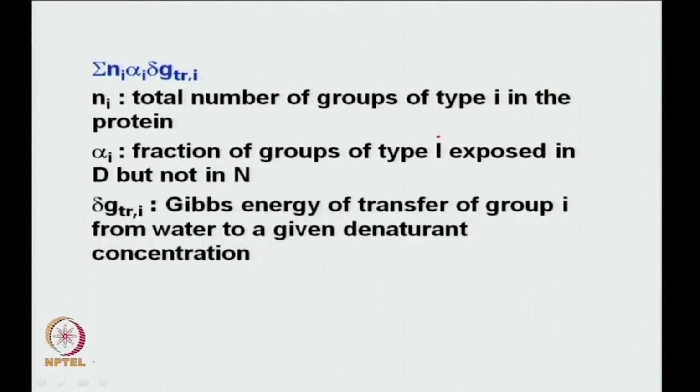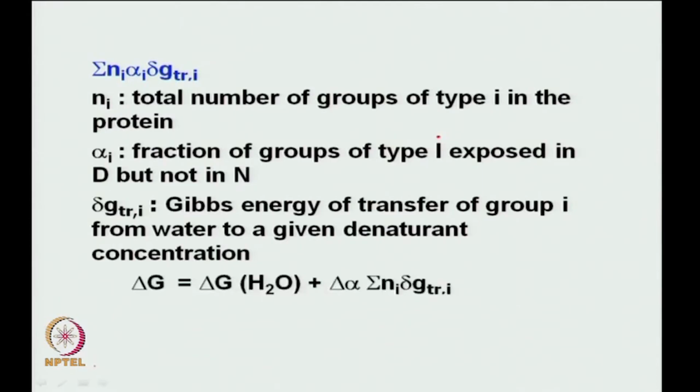What is delta G? Now, this is the key term. This is the Gibbs energy of transfer of group I from water to a given denaturant concentration. The same thing we did for neopentane. We looked at the Gibbs energy of transfer of neopentane from its neat phase to what? Water phase. In this case, you are doing this Gibbs energy of transfer from water to denaturant. So, that is what your Gibbs energy of transfer is.